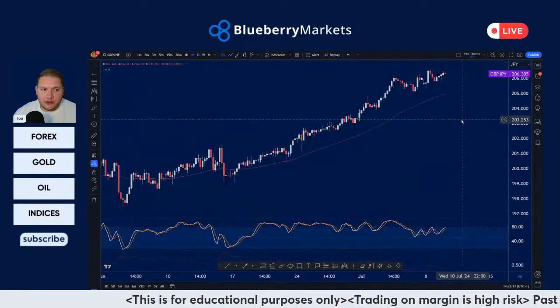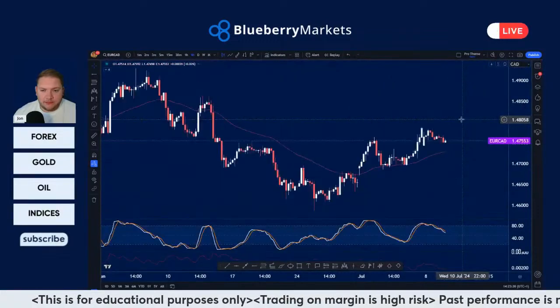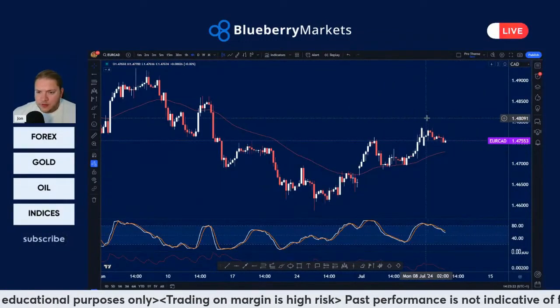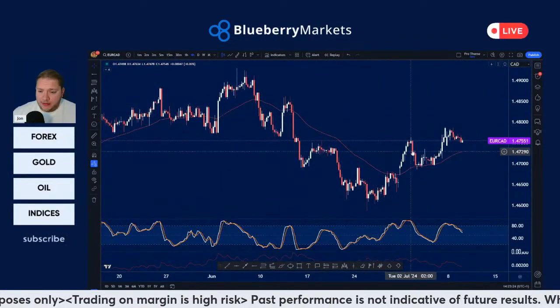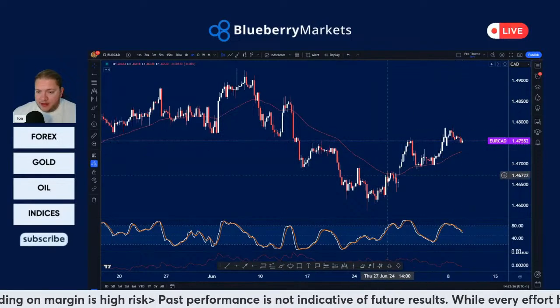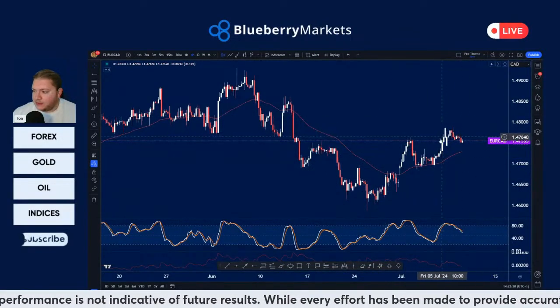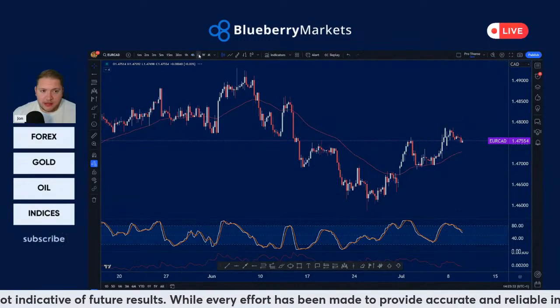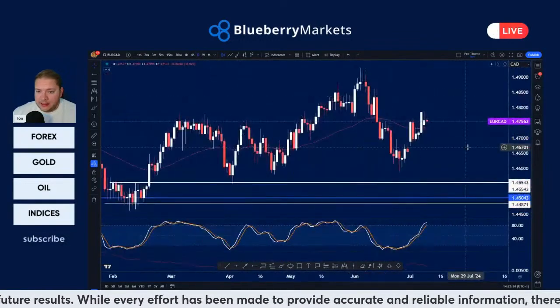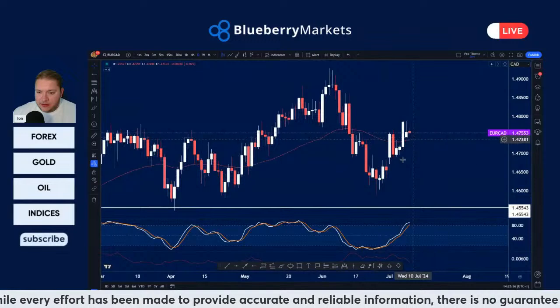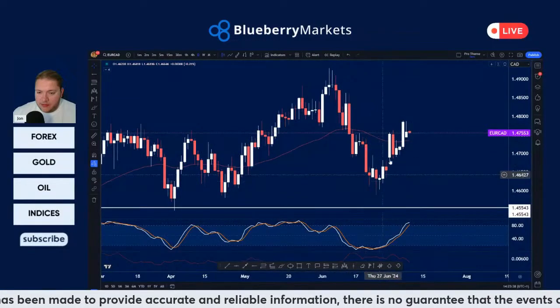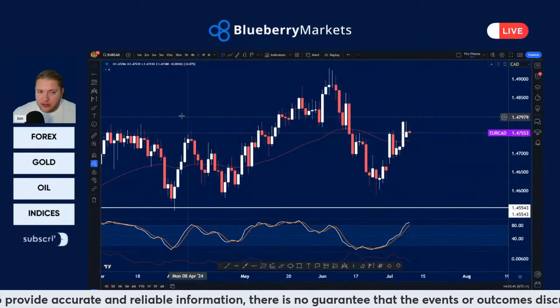Now, if I go on to EuroCAD, it's very, very similar, to be honest. I like the fact that we're now breaking above the 50 MA here. We're trading to the upside. Everything's saying to me this market is starting to try and trade higher a little bit. Look at the daily chart. We can see we're making those new highs. The market almost formed a bit of an inverse head and shoulders pattern.